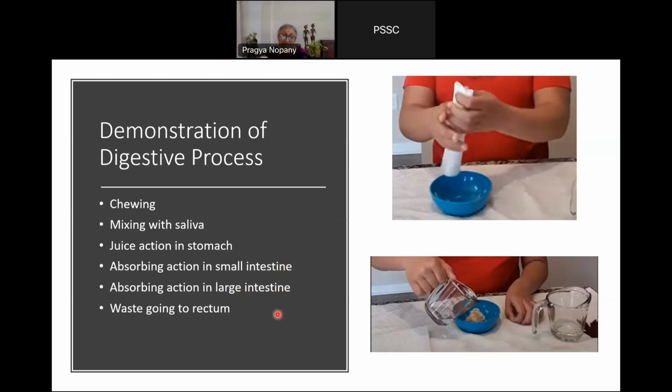So the banana is no more banana. Now the banana has changed into parts which can be used as nutrients, which can be used as energy resources by our body. So banana has transformed into parts of our own body. So this is the whole digestive process, which is demonstrated through a single demonstration.